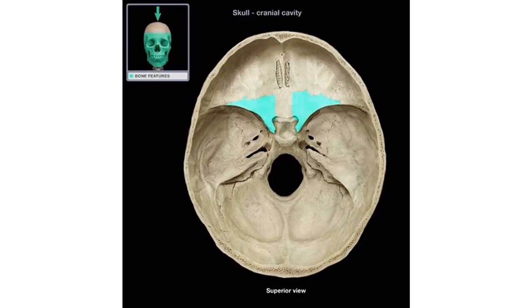Extending from the body of the sphenoid anteriorly, you can see the 2 green marked areas. These are called the lesser wings of the sphenoid.